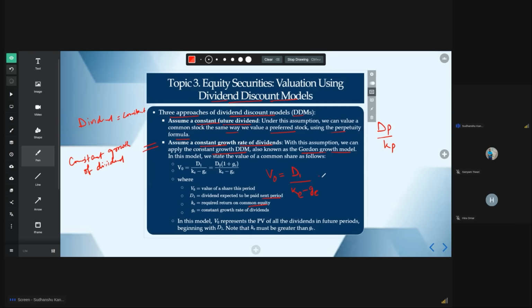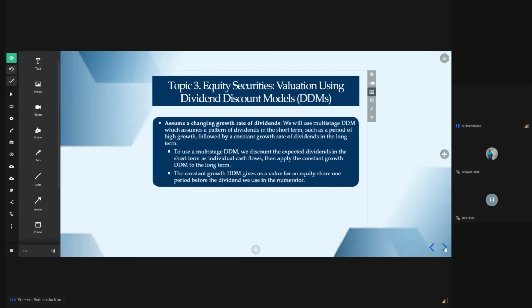So that is also written as D1 can be written as D naught into 1 plus G, divided by your K, which is the required return on the common equity, minus your growth rate. Again, very simple. This is your common equity required return. This is your constant growth. In this model, we represent the present value of all the dividends in the future period, beginning with D1. Note that the KE must be greater than the GC. Again, just remember the formula. Come prepared. Tomorrow we will do it ahead. We'll not do the numerical today.